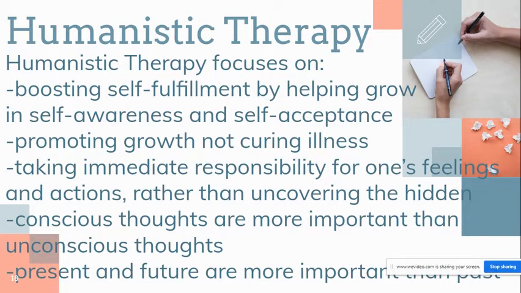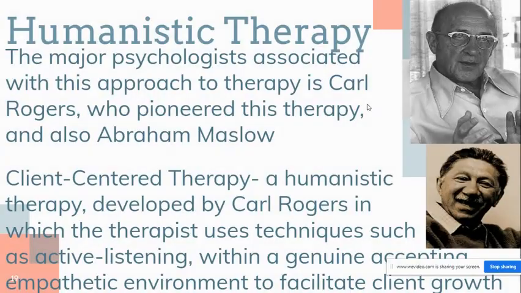Conscious thoughts are more important than unconscious thoughts from the last one. The present and the future are more important than the past, your childhood. That's how it differs from the two psycho ones we just talked about. Major people here, Carl Rogers and Abraham Maslow. Those will be the two guys we talk about with Freud in the next unit.